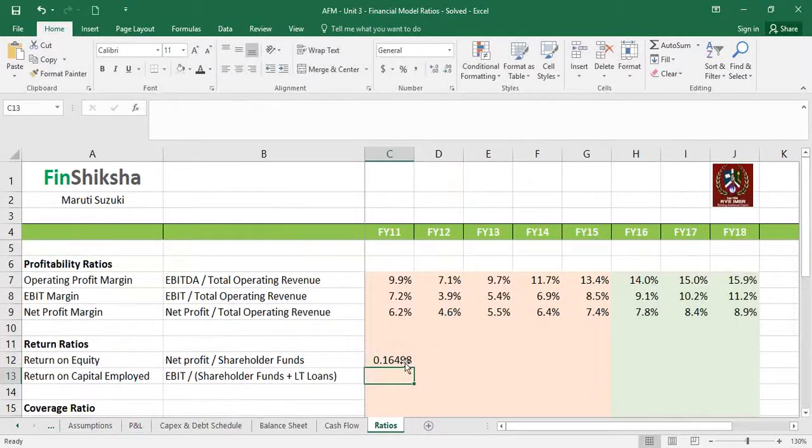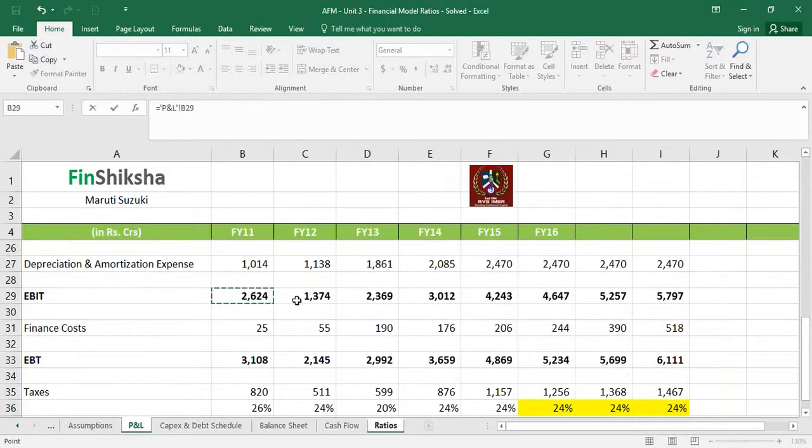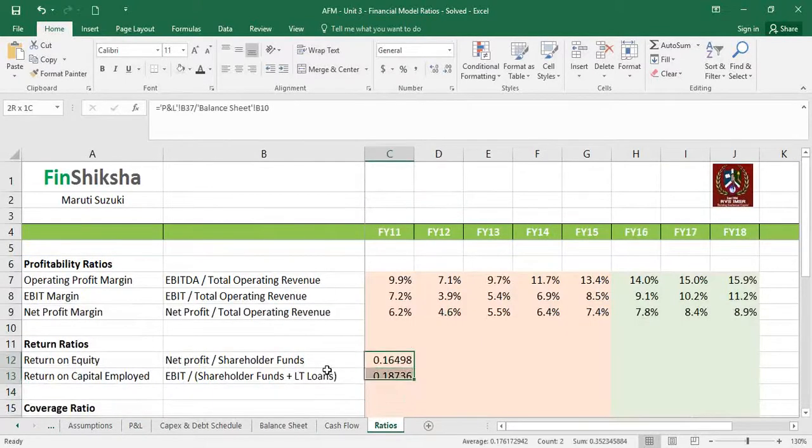And that's my return on equity. Return on capital employed will require a summation. So EBIT is on the P&L. Once again, I click on EBIT here and divide by the sum of shareholder funds plus long-term debt, long-term borrowings, right? And we calculate that. So that's my return on capital employed.